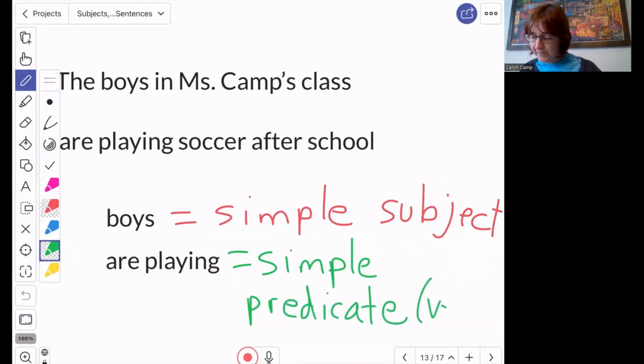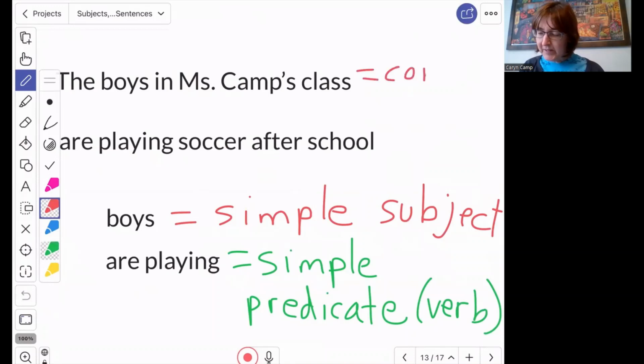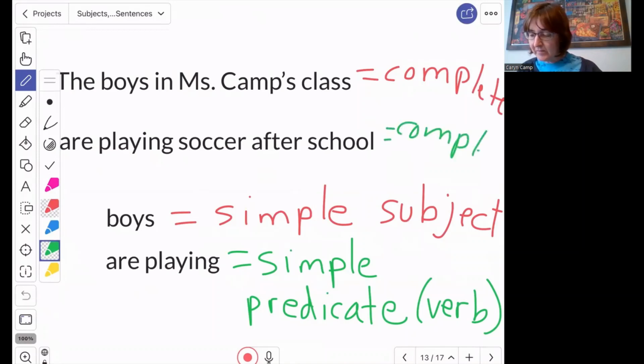Okay, which is the verb. And these up here, this whole thing would be the complete subject. And this would be the complete predicate. Okay, so that we have all of the words of the sentence included.